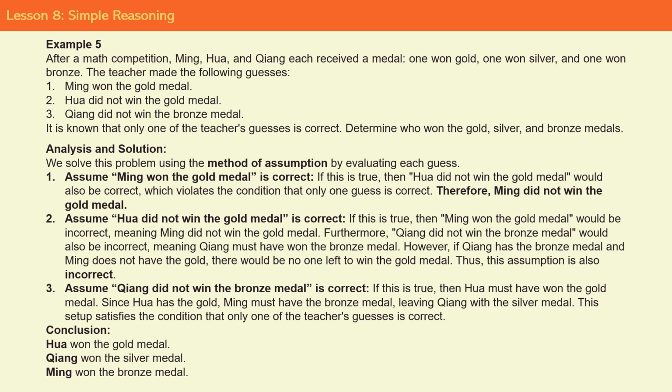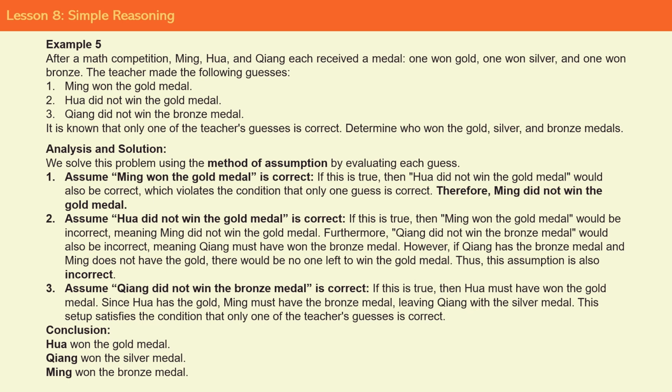Assume Hua did not win the gold medal is correct. If this is true, then Ming won the gold medal would be incorrect, meaning Ming did not win the gold medal. Furthermore, Chang did not win the bronze medal would also be incorrect, meaning Chang must have won the bronze medal. However, if Chang has the bronze medal and Ming does not have the gold, there would be no one left to win the gold medal. Thus, this assumption is also incorrect.